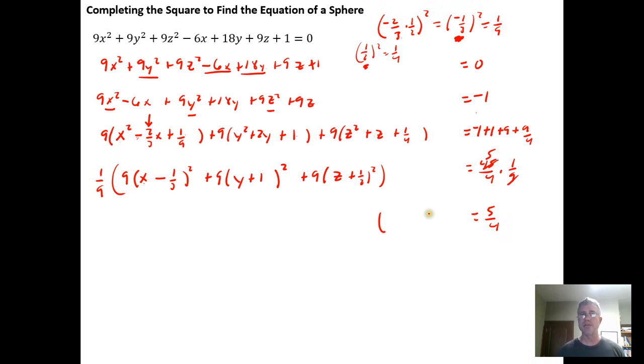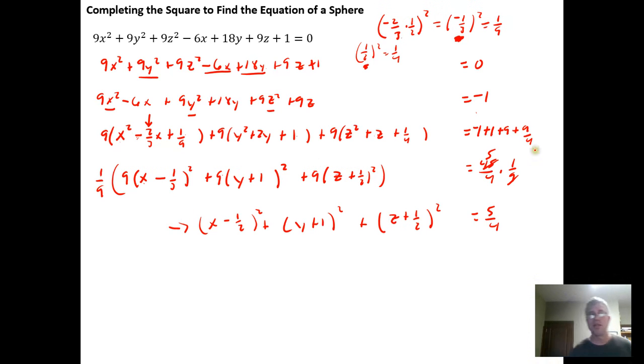And then we're going to have our squared stuff. So it's x minus a third quantity squared from right here, because multiplying both sides by 1/9 will kill all of those 9s. And then we get y plus 1, and then we get z plus 1/2. And there's the standard equation of the sphere.